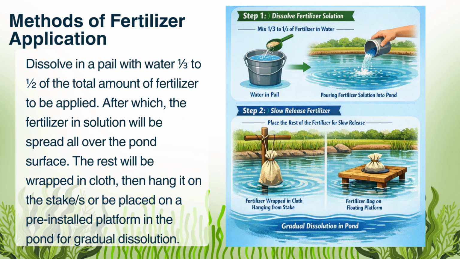For the proper application of fertilizer, dissolve one-third to one-half of the total fertilizer in a pail of water and broadcast the solution evenly across the pond surface for immediate nutrient availability. The remaining fertilizer is wrapped in a cloth and either hung on stakes or placed on a platform in the pond to allow this slow and gradual dissolution, ensuring that there is a continuous nutrient supply in the pond.